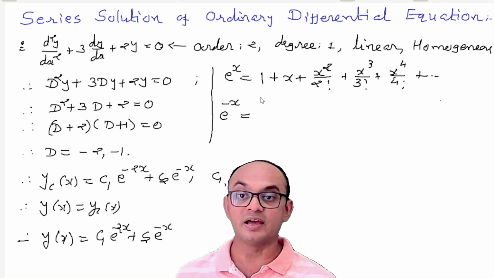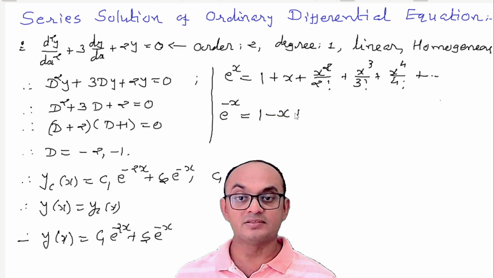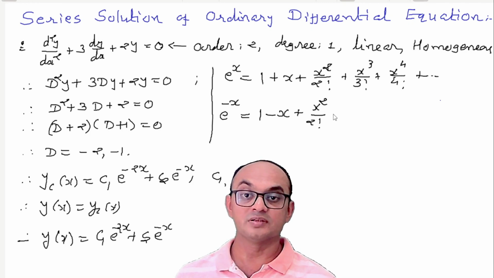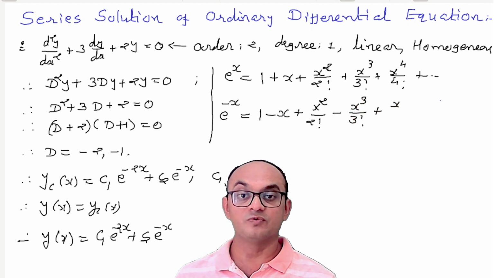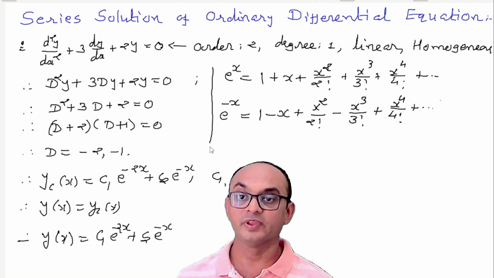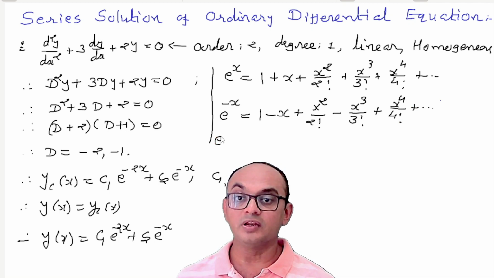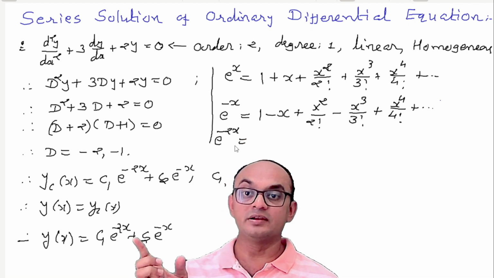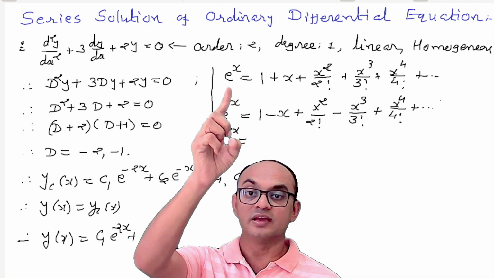Right. So e raised to minus x can be represented by 1 minus x plus (minus x) whole square, which is again x square, then (minus x) whole cube will be minus x cube. So this is minus x cube divided by 3 factorial, minus x raised to 4, so this is x raised to 4 divided by 4 factorial. Clear. Likewise, for e raised to minus 2x, what do I do?